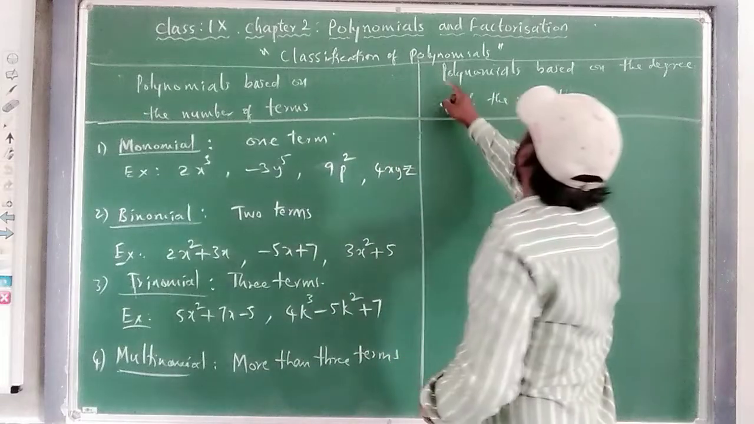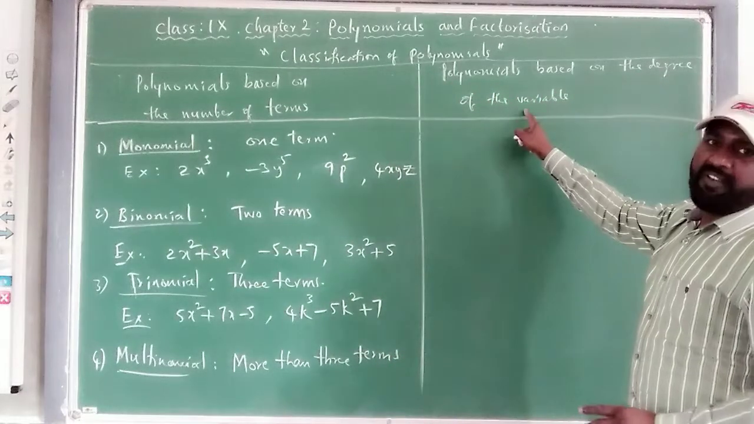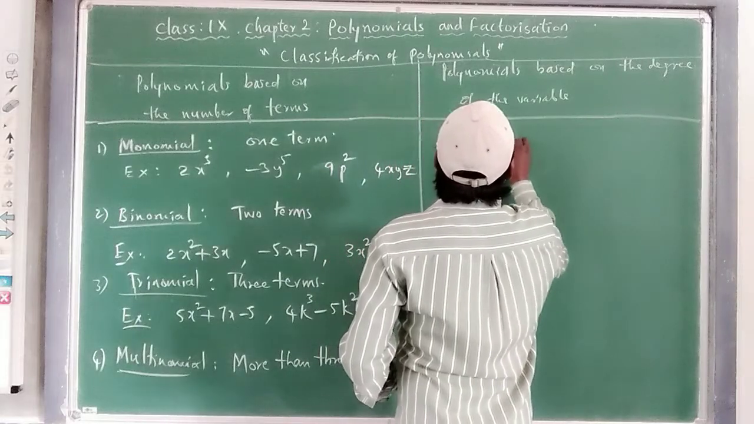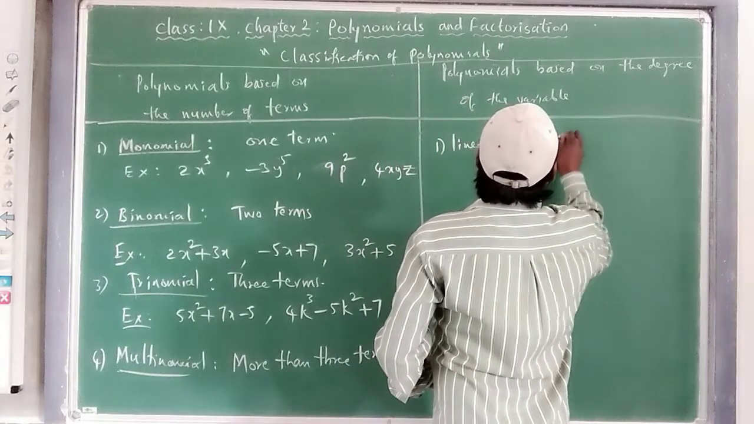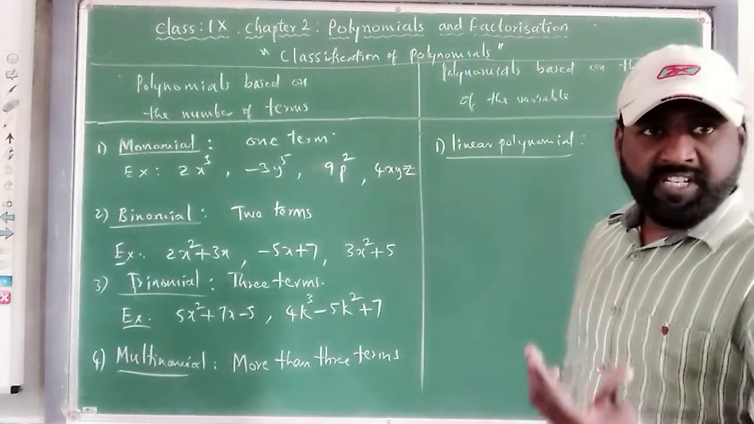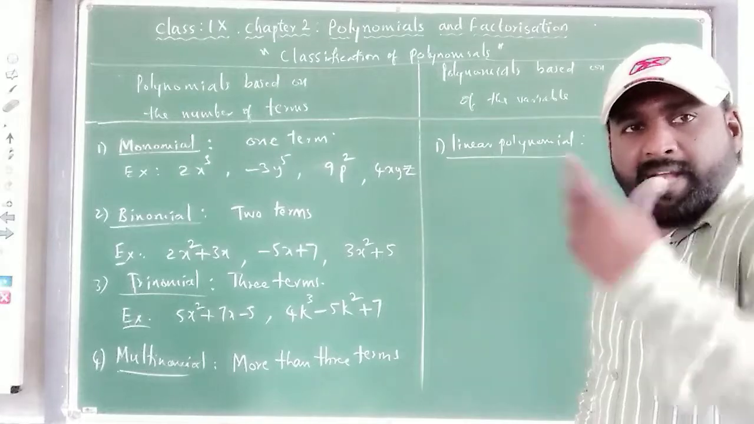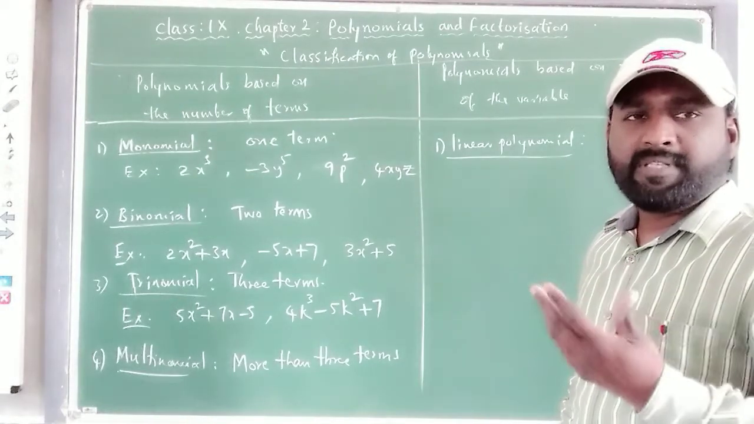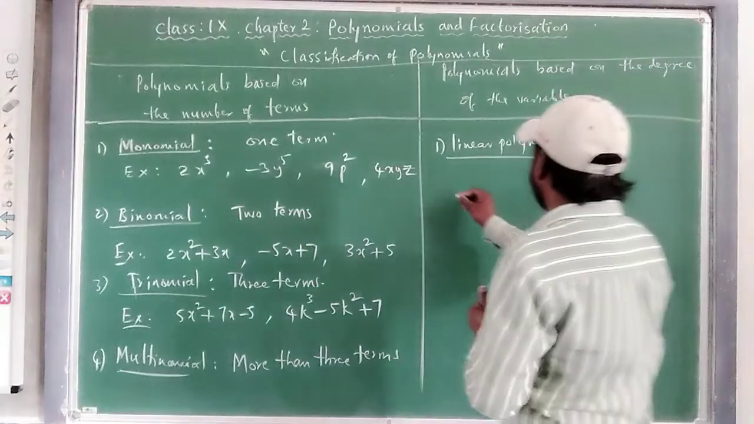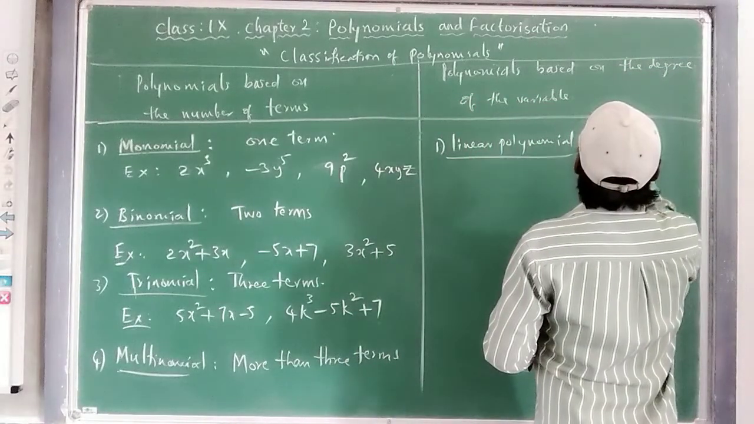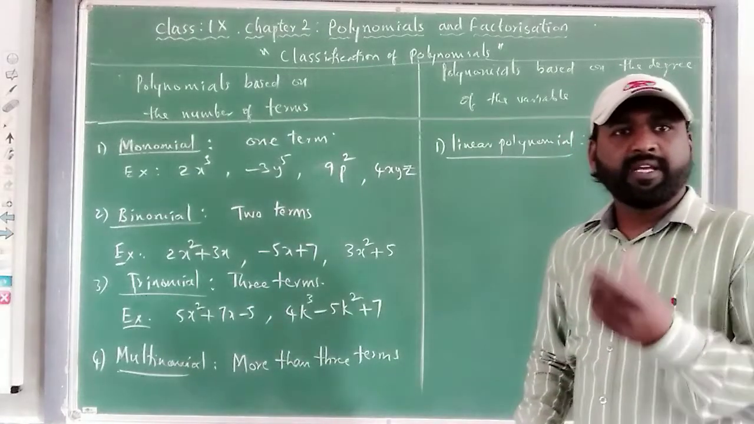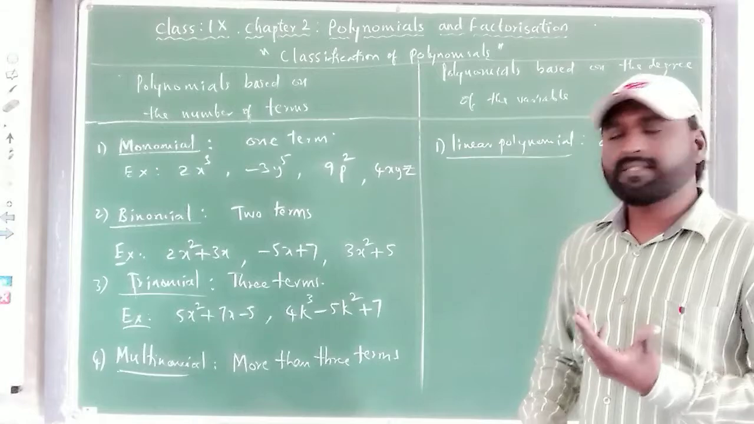Now, polynomials based on the degree of the variable. First one is linear polynomial. That means the algebraic expression in which the variable's exponent should be only one. Degree should be equal to 1. The variable's degree should be 1. Then only it is called a linear polynomial.